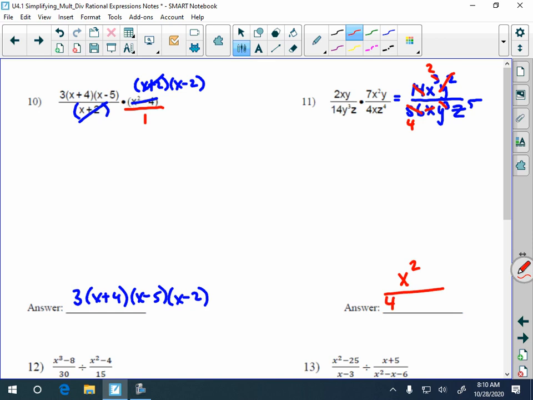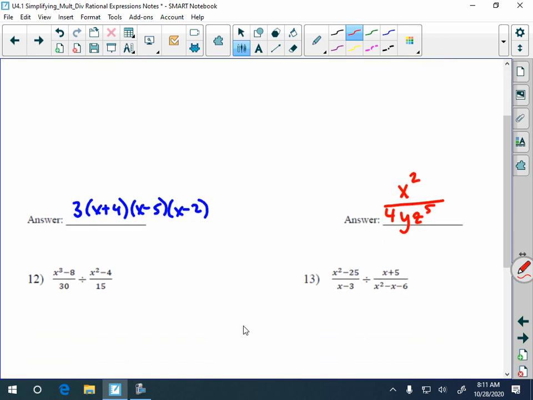So it looks like what's left is x squared on top. On the bottom, I have a 4. And then the x canceled. The y was left over. And the z to the fifth was left over. Again, if you want to do it from the original problem and do all the diagonal canceling, you can. Just make sure that you keep clear of what's been canceled out and what hasn't so you can multiply back out.